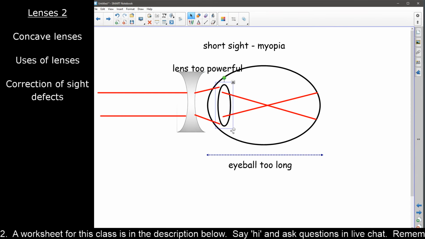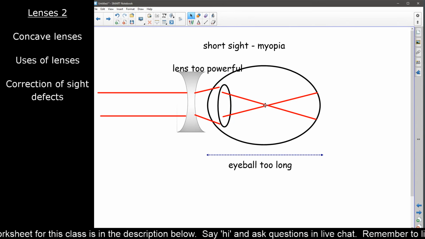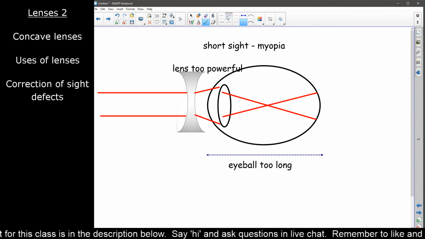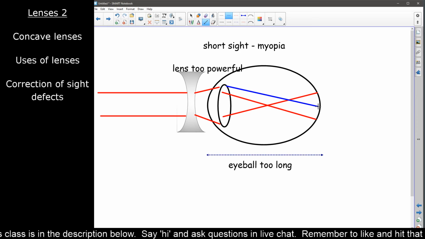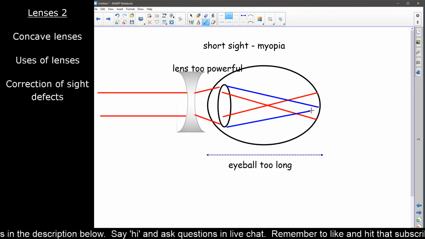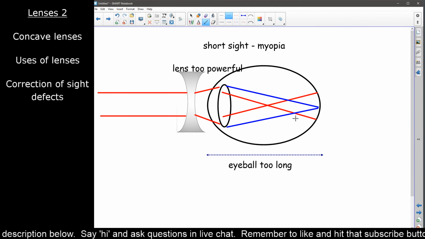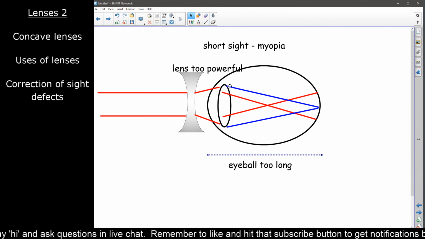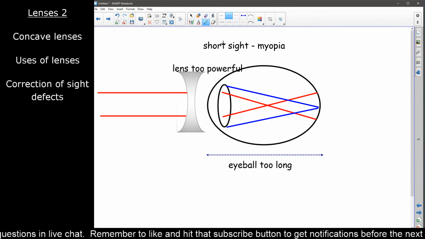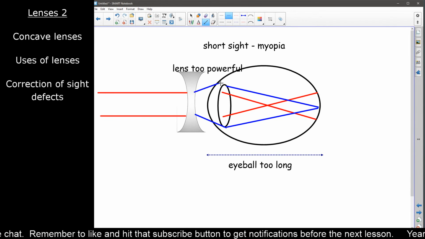So my eyeball lens has to do more work. That takes longer for it to focus, and as a result, my focal point is moved backwards a bit. And if I get the strength of the lens right, and I get the divergence right on it, then what I end up with, I'll make these blue, otherwise that's misleading, is a nice sharp focused image on the back.